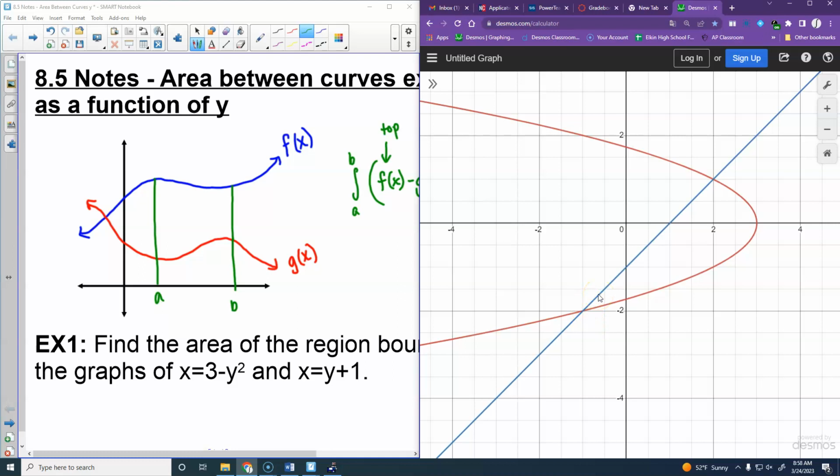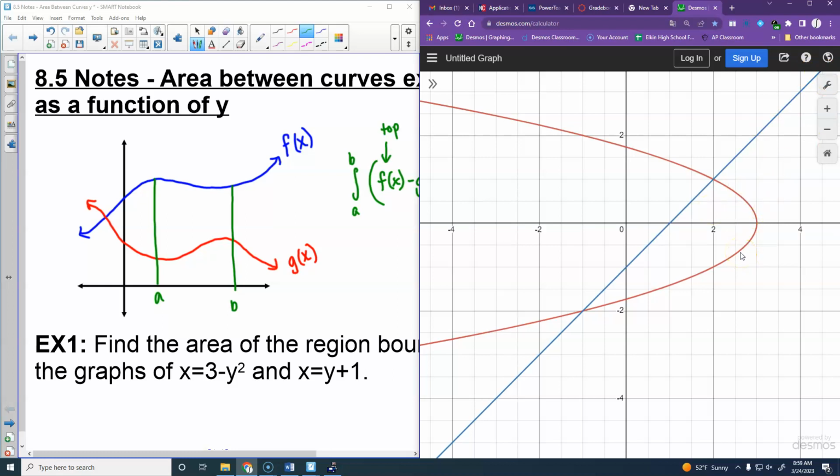So normally we've been doing top minus bottom, right? Okay, so that will work fine for part of this, but what happens when we get past 2 right here? Because we're looking at this area right here. What's our top function? Red or blue? Red. What's the bottom function?